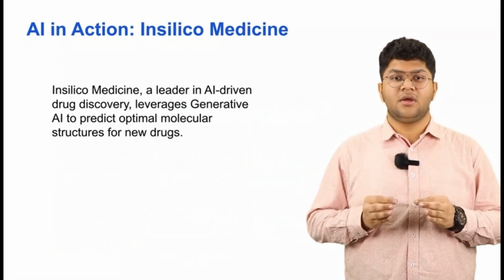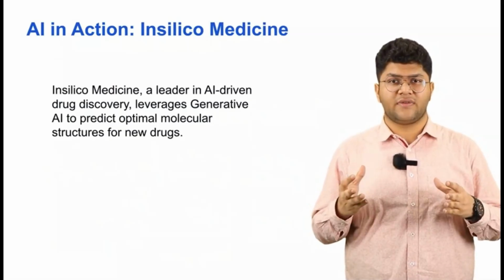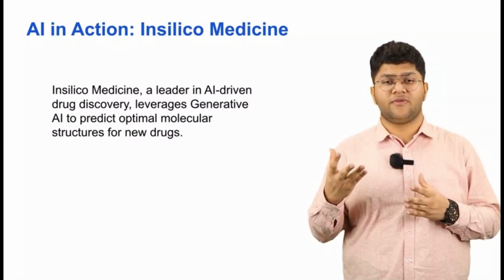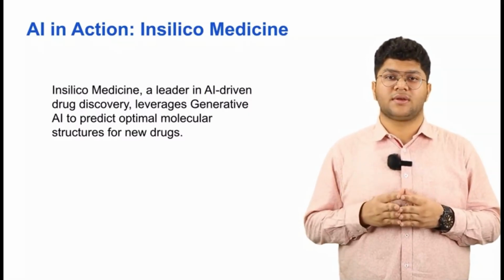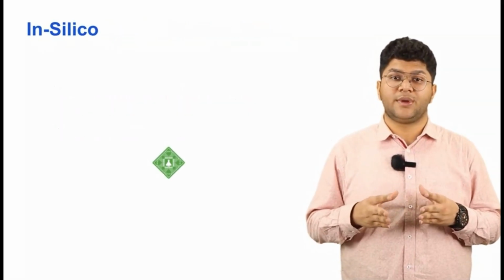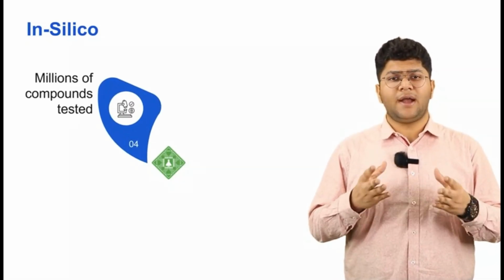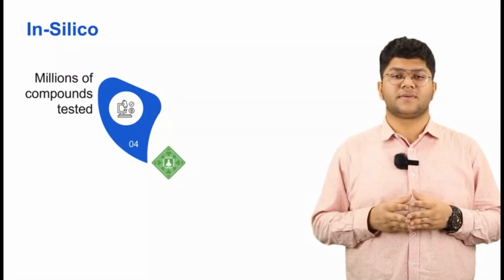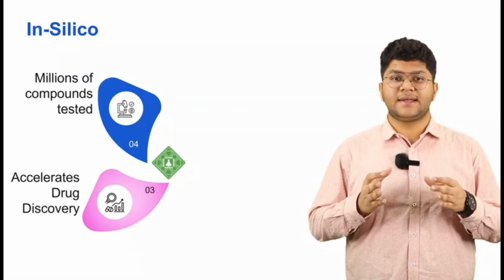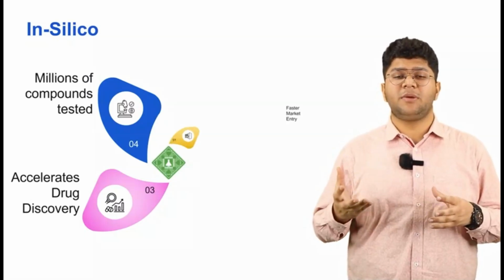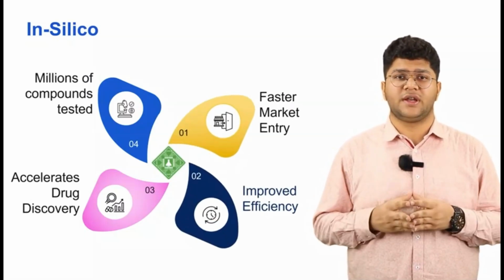Insilico Medicine, a leader in AI-driven drug discovery, is using generative AI to predict which molecular structures will work best for developing new drugs. By simulating molecular interactions in silico, their platform allows researchers to test millions of potential drug compounds in a matter of days rather than years. This significantly accelerates the early stages of drug discovery, bringing promising new treatments to market faster and more efficiently.